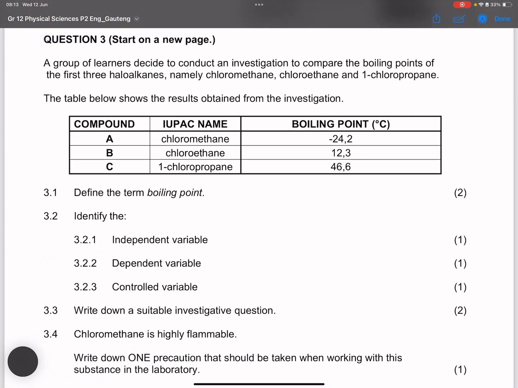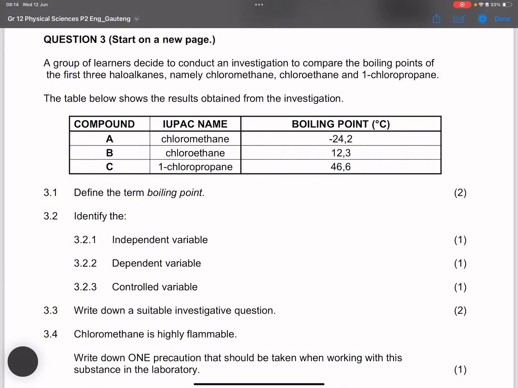Go on to question number 3. So they say we've got a group of learners that decide to conduct an investigation to compare the boiling points of the first 3 haloalkanes, namely chloromethane, chloroethane, and 1-chloropropane. Remember that therefore becomes our independent variable. Then we're given the boiling points, and that becomes our dependent variable.